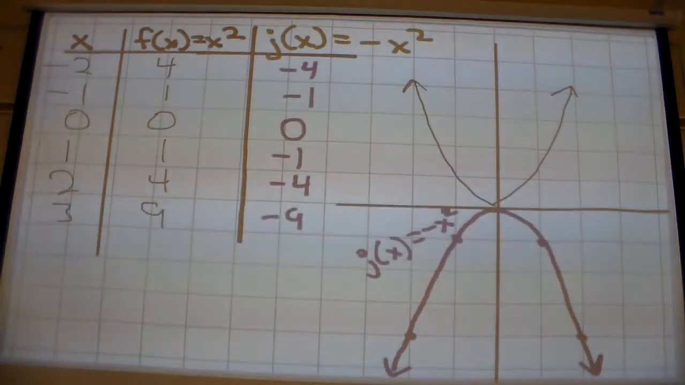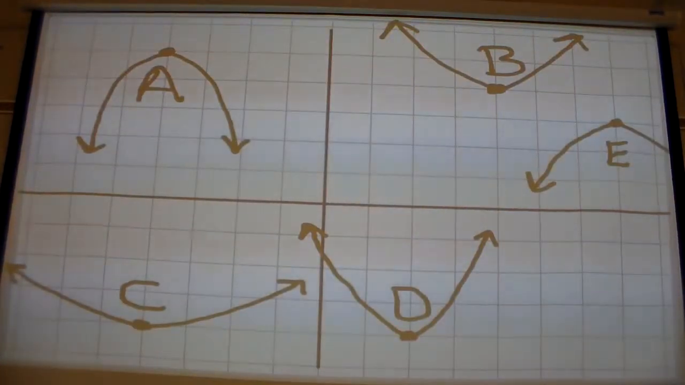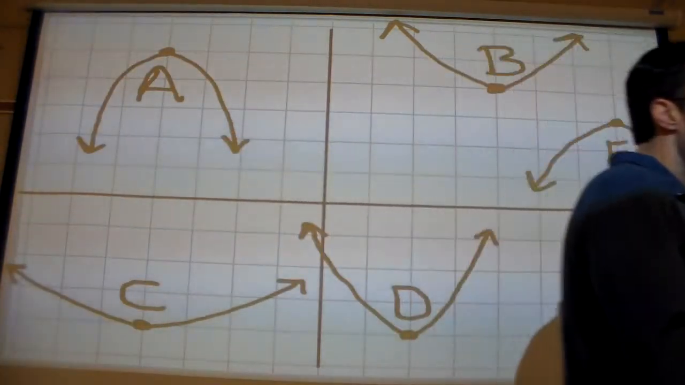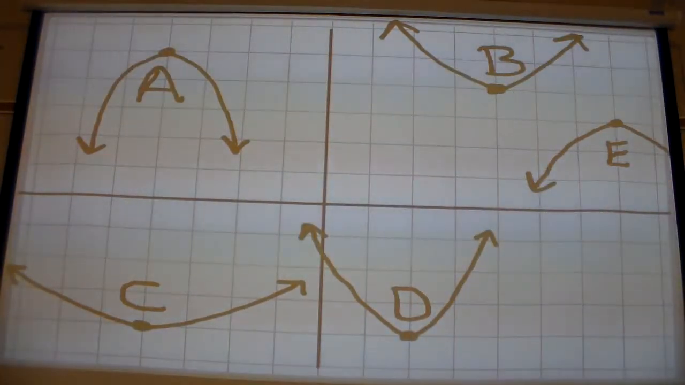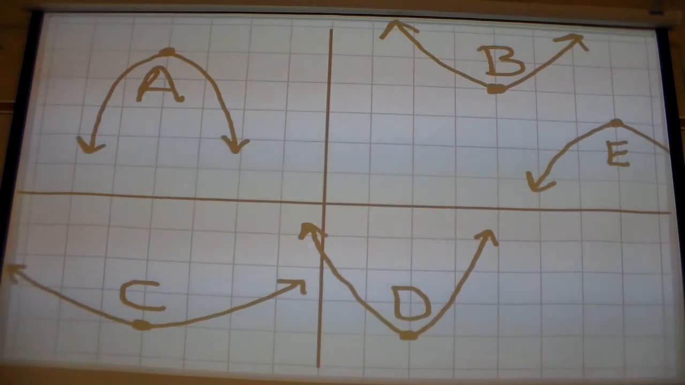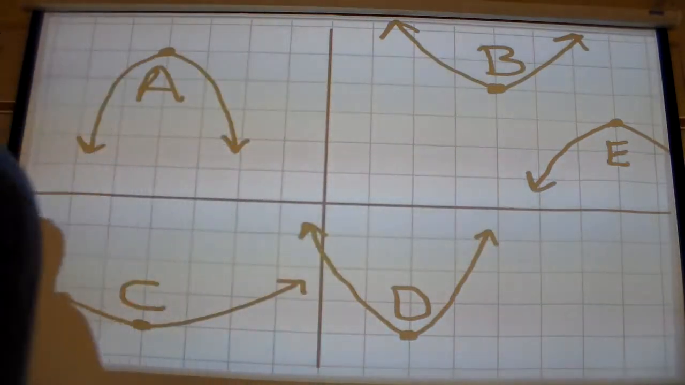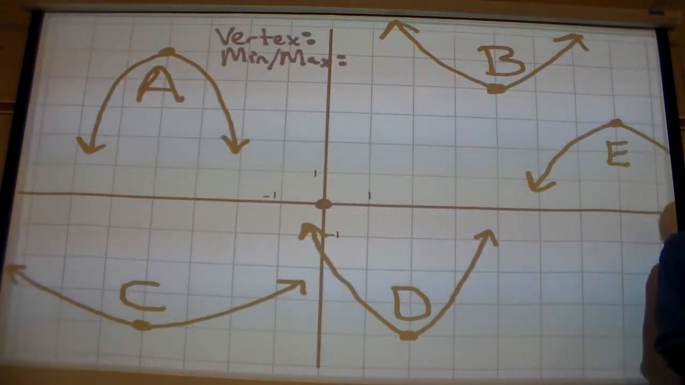So, I got 5 parabolas here. What I want you to do, I want you to figure out what the vertex is. And does it open up, open down? So what is the A value? Is it positive or negative? Or you could just write whether it has a min or max.